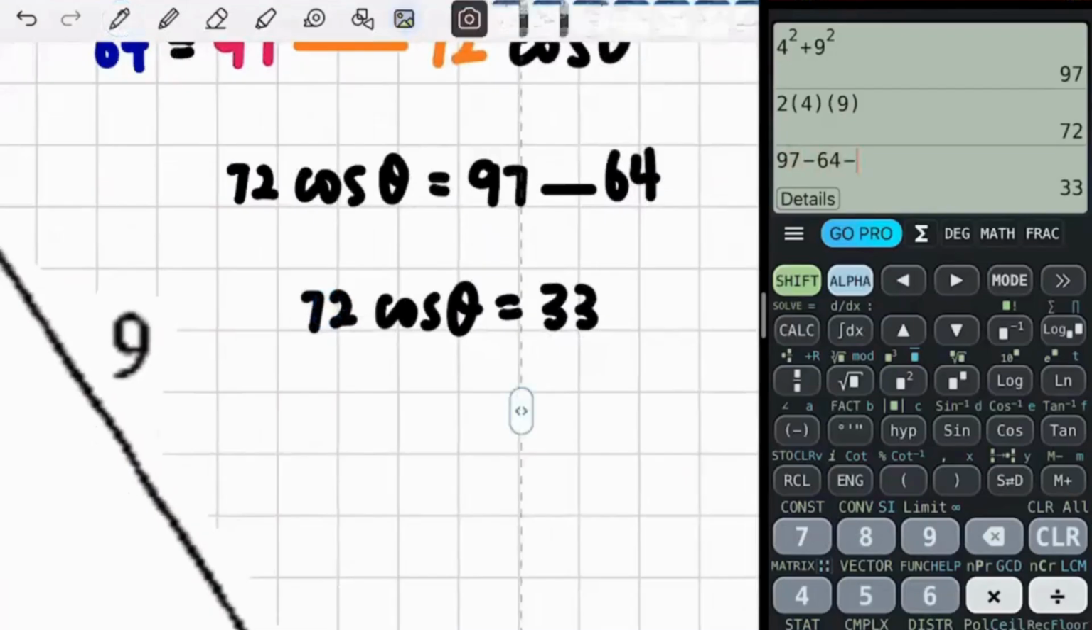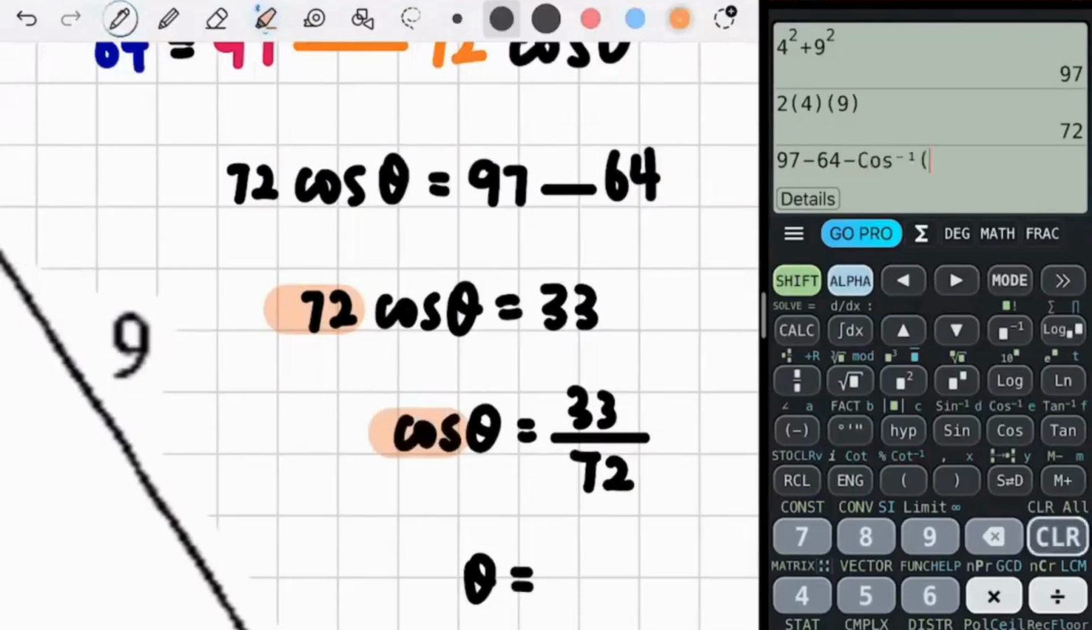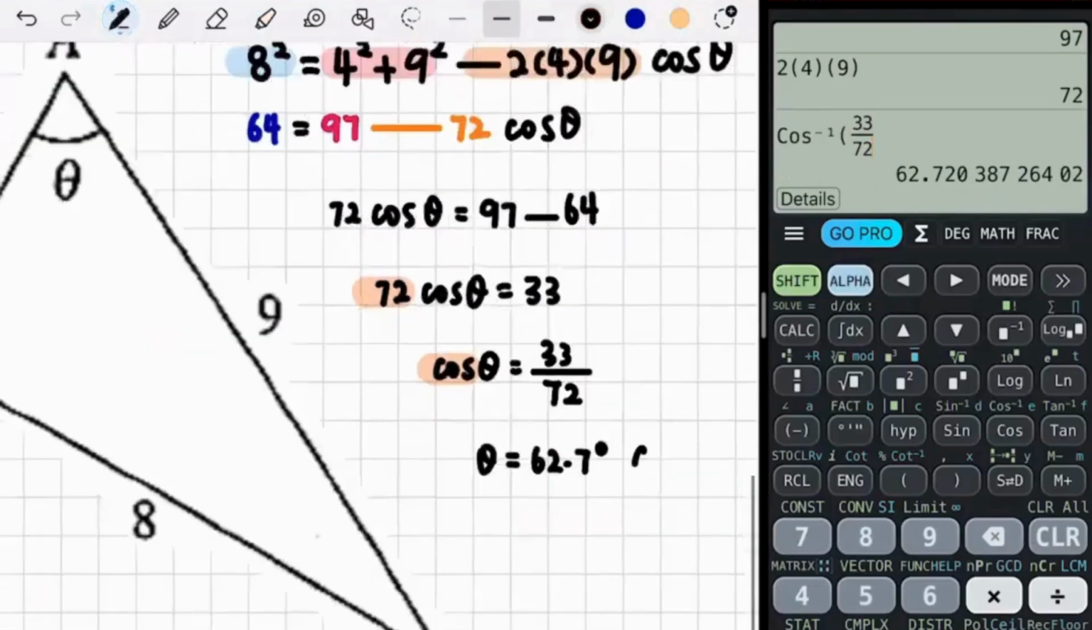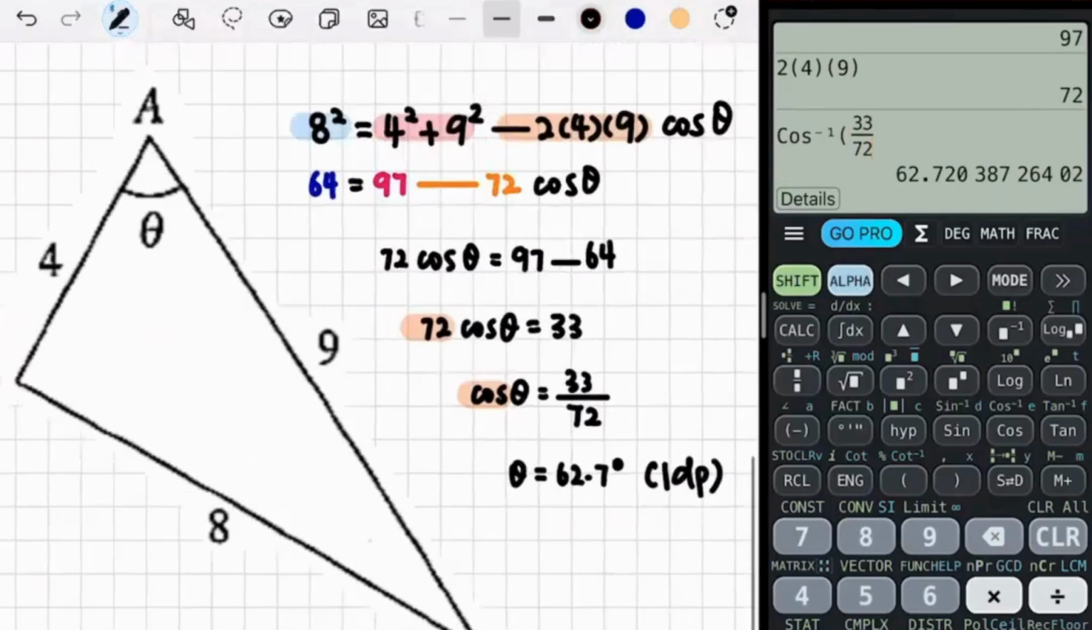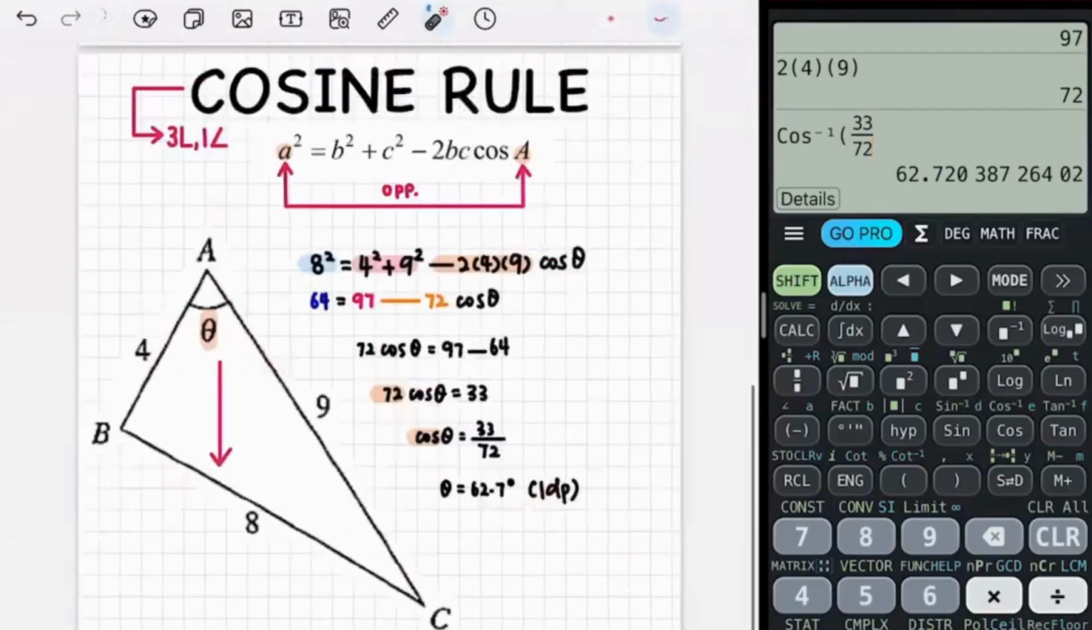Now you should be able to do it already. Bring this guy over, which means that cosine theta is 33 divided by 72. If I want to find theta, bring over the cosine again, so the inverse cosine. Just get this. Okay, so the angle to 1 decimal place is 62.7 degrees. Just check again, make sure it's acute. That's a very good habit. Okay, done. So if you can, throw away that thing you need to memorize. Manipulate from here. It's just very simple making-the-subject algebra.